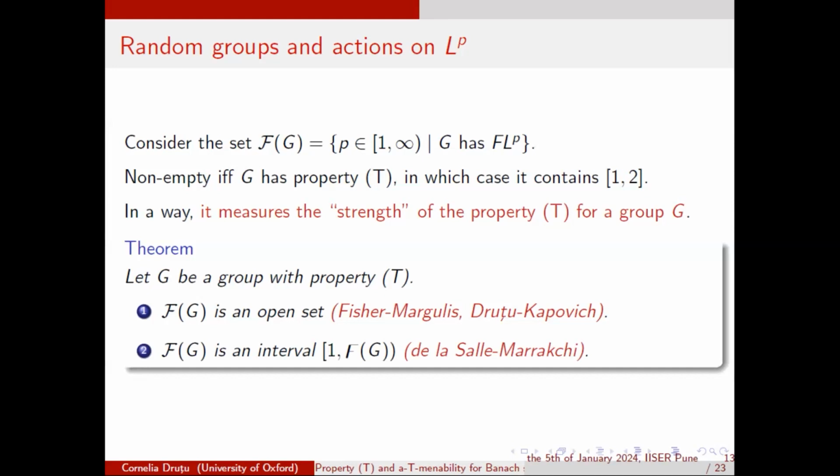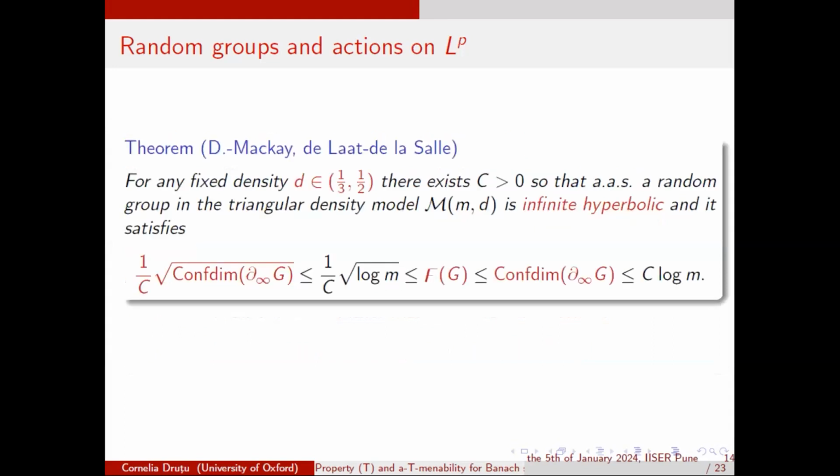that is measuring the strength of the property T for a certain kind of group. And again, as I mentioned before, if we want this set, this interval, to be non-empty but not the entire thing, the only set of examples that we have would be hyperbolic groups with property T. So these are the kind of groups that we're going to analyze via this set. And in the setting of random groups, here is what we get.